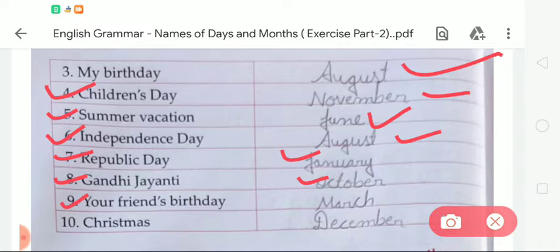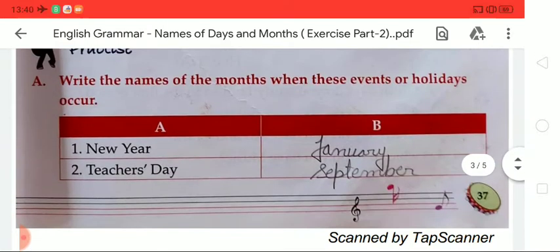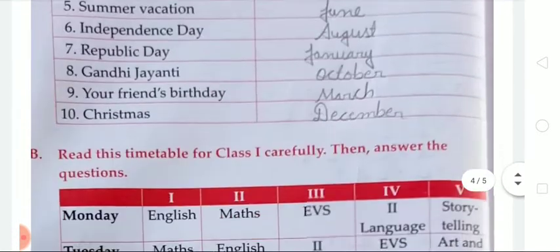And when is your friend's birthday? My friend's birthday falls in March, so I write here March. You have to note down your friend's birthday month here. Okay, now the last one is Christmas. We celebrate Christmas on 25 December, so we have to write here December, DECEMBER, December. So like this we have to complete this exercise that is given on page number 37 and 38.